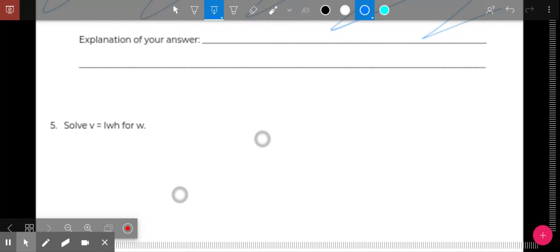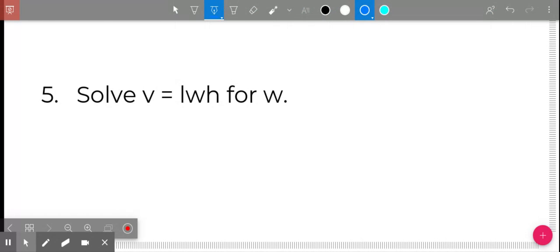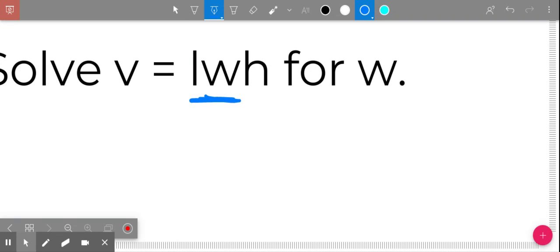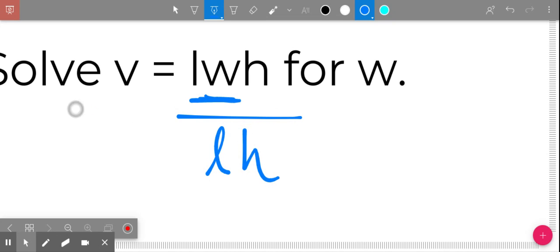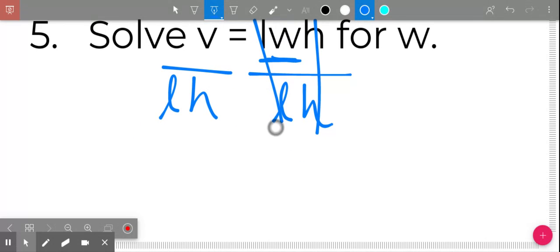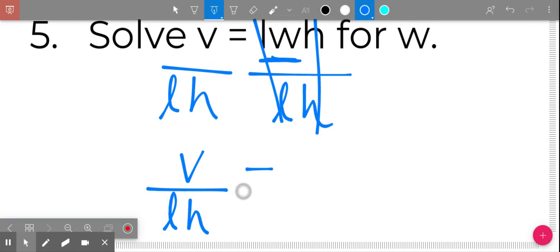Says solve V is equal to LWH for W. So we want to get the W by itself, so I'm going to underline that. Between the L, the W, and the H is all multiplication, so we're going to divide out the L and the H. So we're going to divide this side by LH and this side by LH. These cancel, which is great. So I'll have volume divided by length times height, or LH, is equal to W.